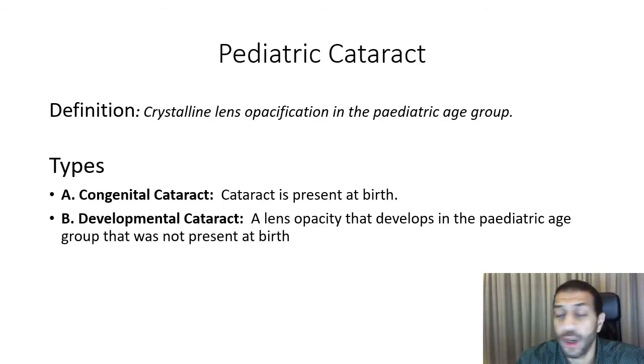Pediatric cataract is of special importance, and it has some inherent differences from adult cataract. Cataract, like any cataract, is a crystalline lens opacification. Pediatric cataract is opacification of the lens in the pediatric age group. It can be congenital, present at birth, or developmental, which develops in the first few years of life.